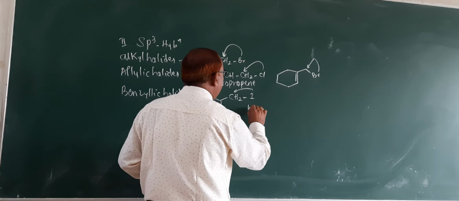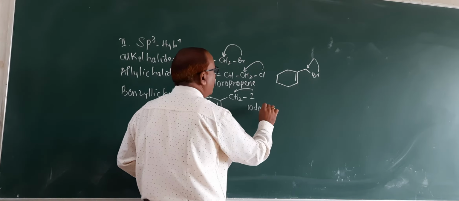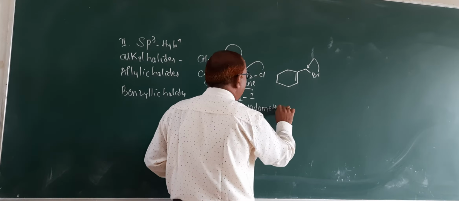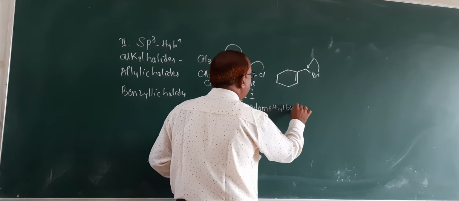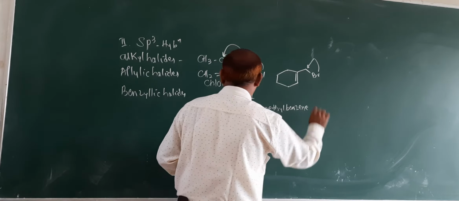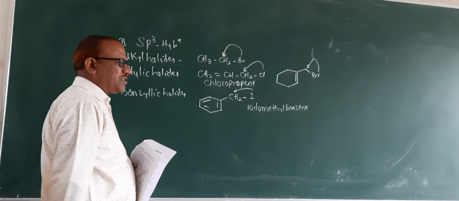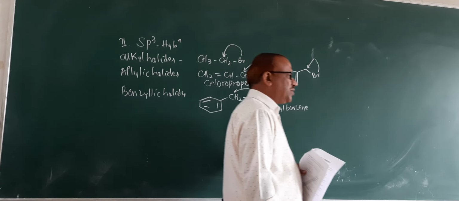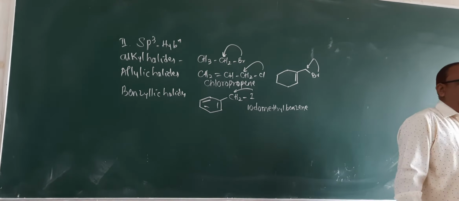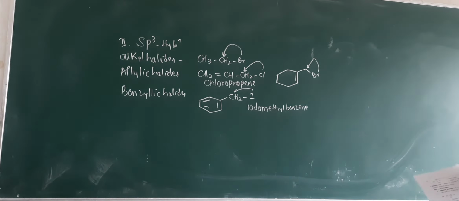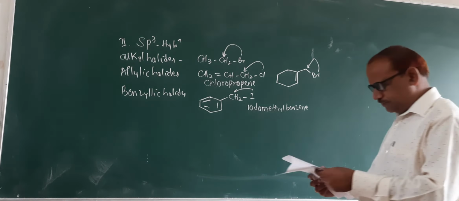Chloromethyl benzene is the best example for a benzylic halide. Any other example? The condition is that the halogen is attached to a saturated carbon, and that saturated carbon is attached to the benzene ring.